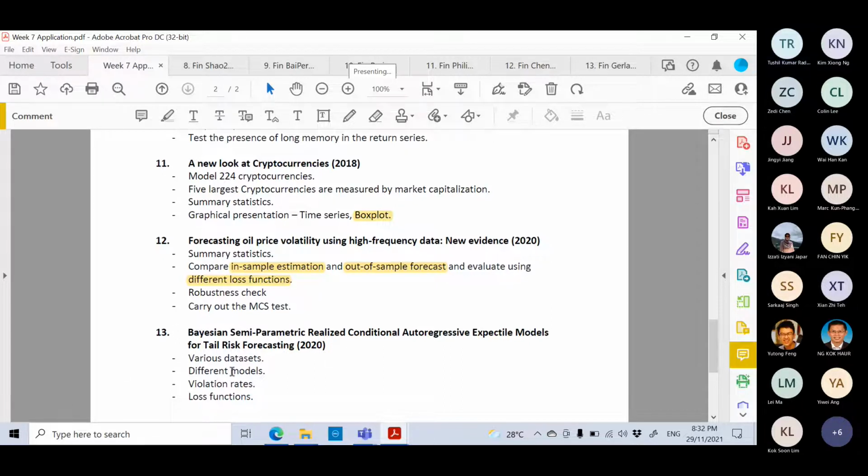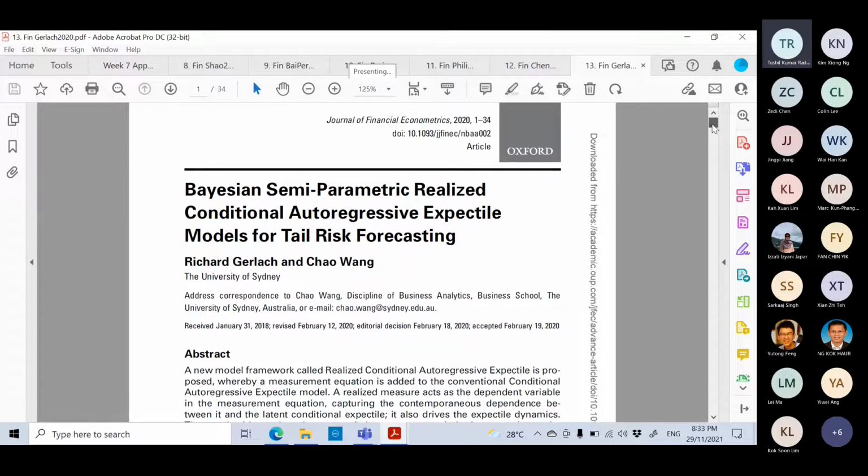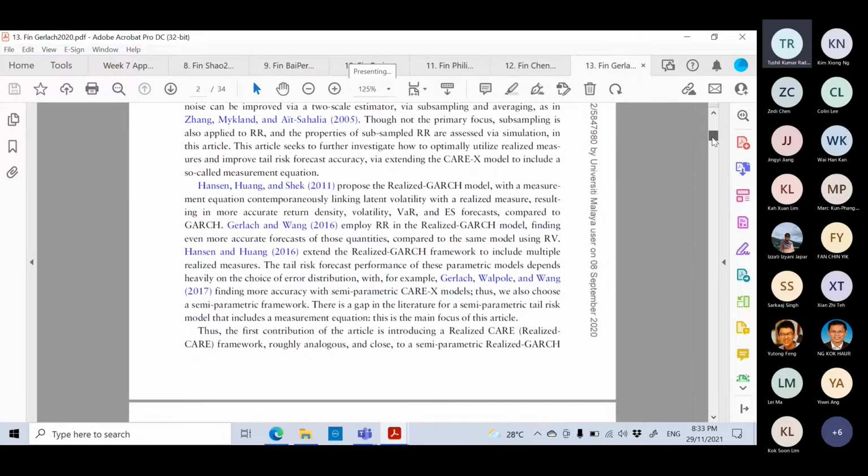Of course, when you compare the performance of models, this study involves theory. When they talk about risk, one of the risks you have seen before is value at risk. So they need to test the violation rate of the risk, and then they use the loss function to measure how good the model is compared with the existing models. This is paper number 13, published in the Journal of Financial Economics, and it involves a lot of theory behind it. They need to define the expectation of the loss here.